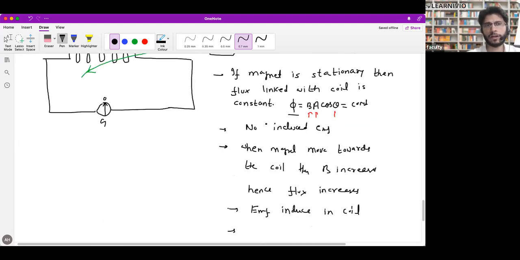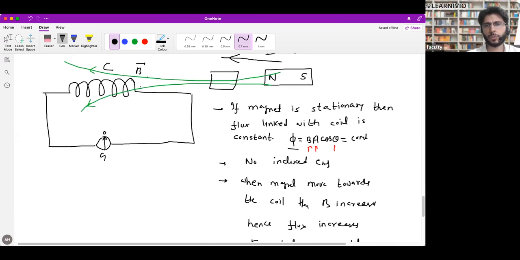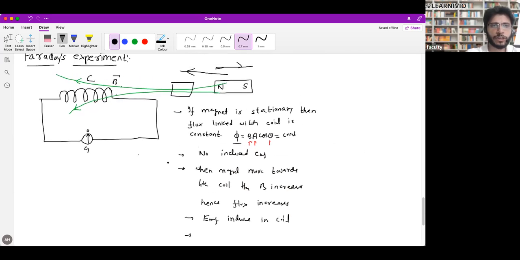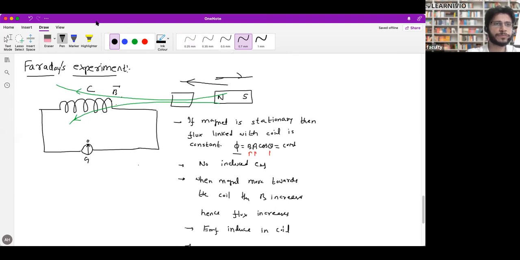Okay, before starting Faraday's law, write this experiment. This is one experiment. Faraday did 4 experiments. I will share a PDF having all experiments. Note it down.